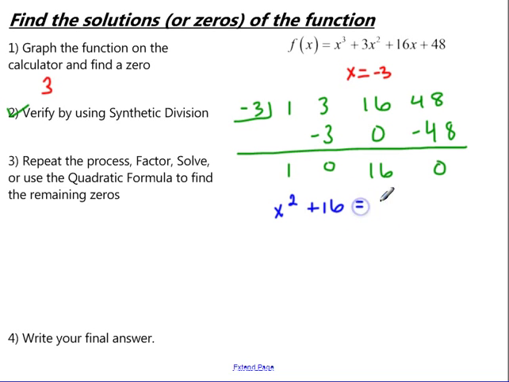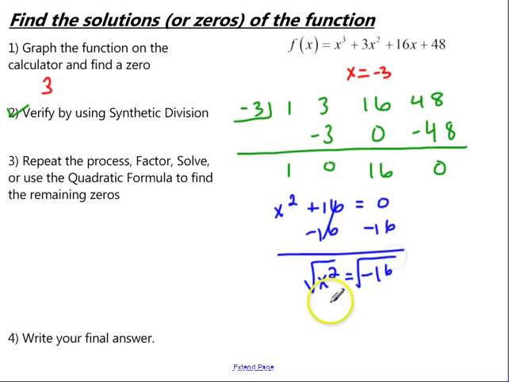So let's go ahead and set this equal to 0, subtract the 16 from both sides, and then we get x squared is equal to -16. Then if we take the square root of both sides, we get x is equal to plus or minus, remember, negative numbers come out as i, and the square root of 16 is 4.